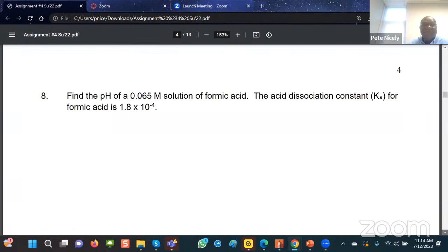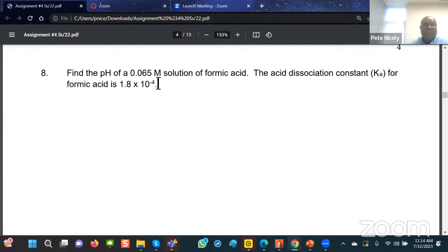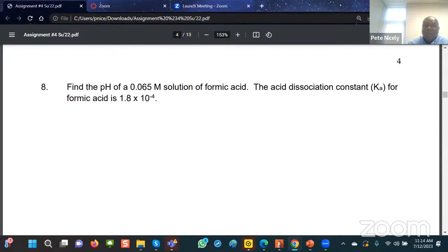It says the pH of a 0.065 M solution of formic acid is... I'm sorry, I'm not reading the question correctly. You need to find the pH, right? They gave you the acid dissociation constant, which in the case of formic acid is 1.8 times 10 to the minus 4. Okay, so that's the question. So how are we going to solve this?